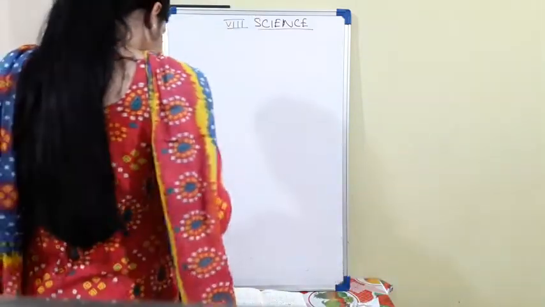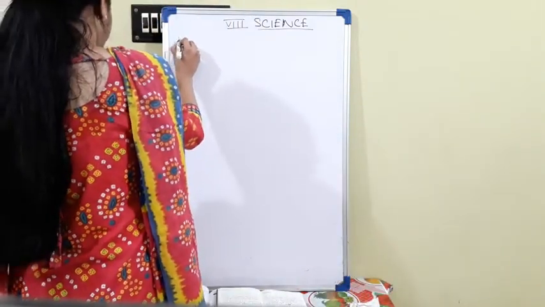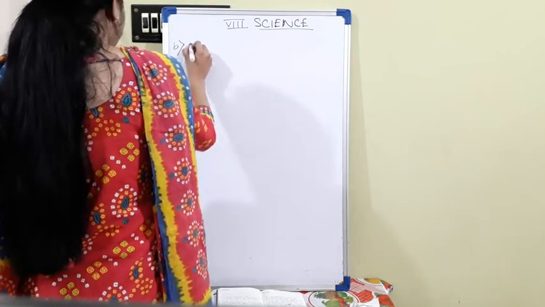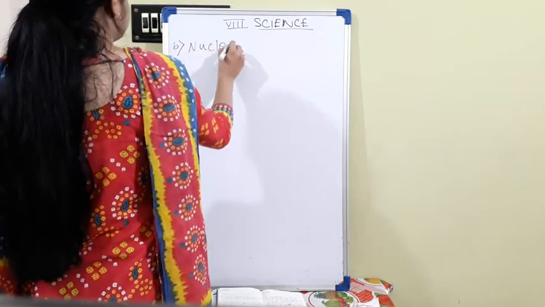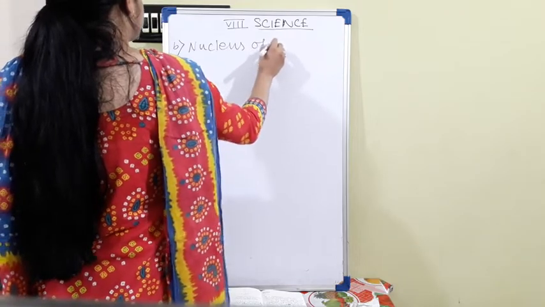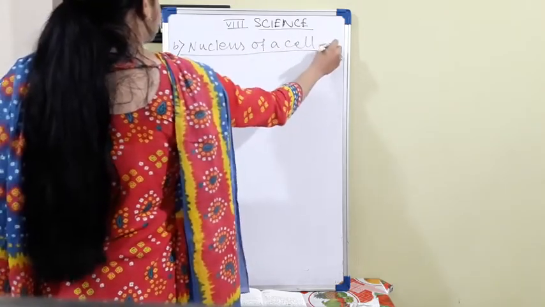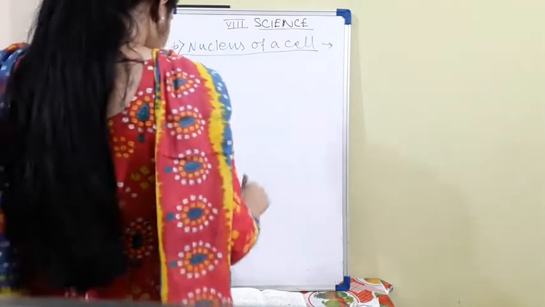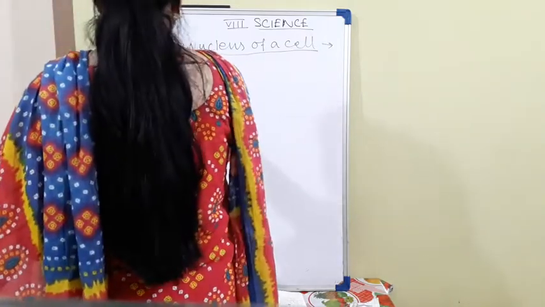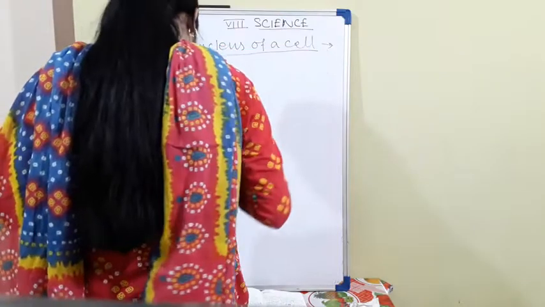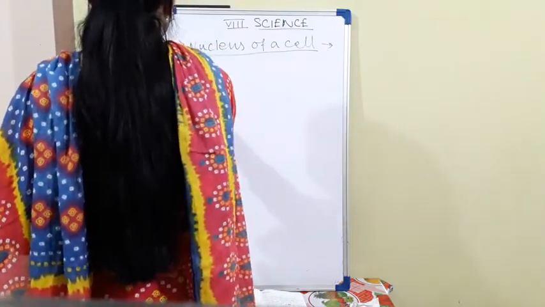So, nucleus of a cell, question 3B, nucleus of a cell. First one, it is a generally spherical component of the cell and located in the center of the cell.